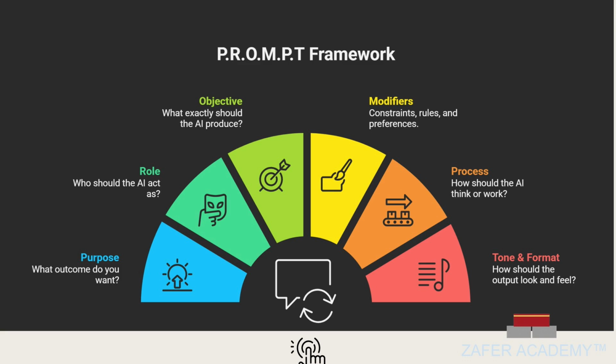We have tone and format. How should the output look and feel? So what are you looking for in the output, and in what tone should it come? This comes especially for messaging and for almost every output you get, right?